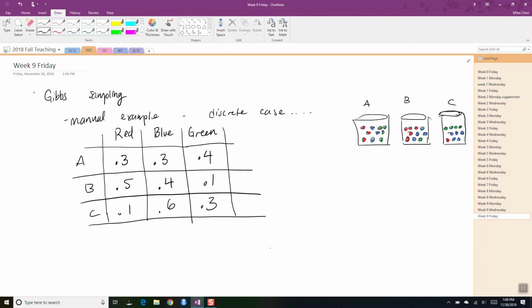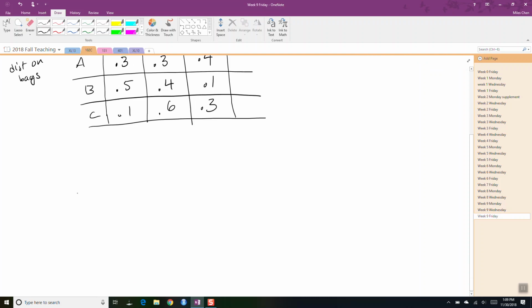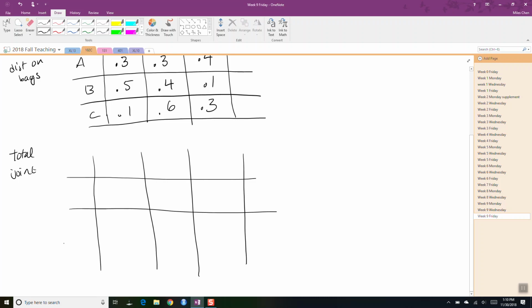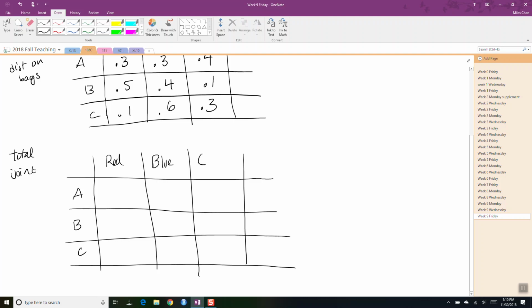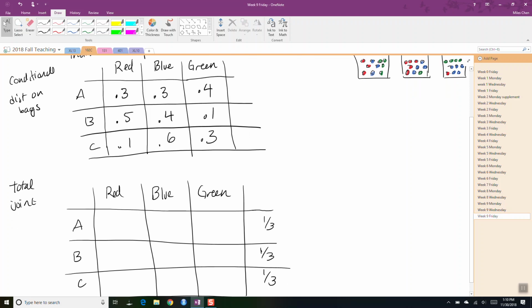Okay, so this is what we have, and I guess this is the conditional distributions on the bags. So the total joint distribution, and maybe this isn't the best example because they're all 10 marbles each, right? Okay, but in total, we have 30 marbles.